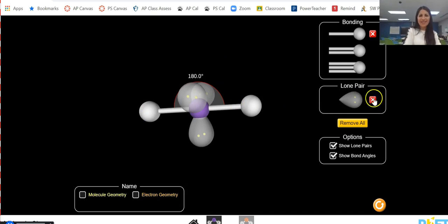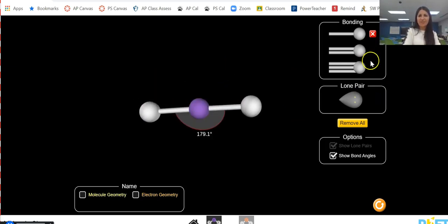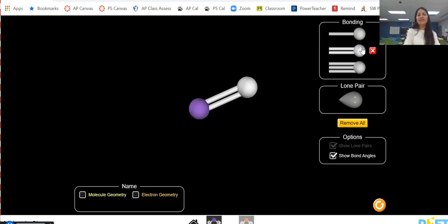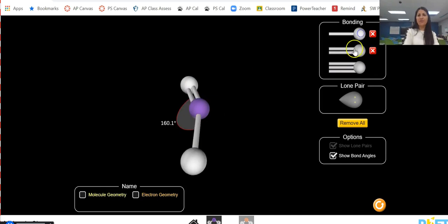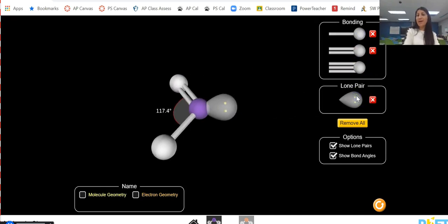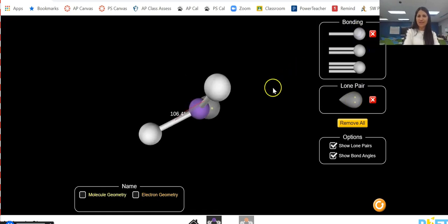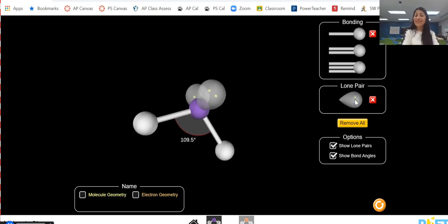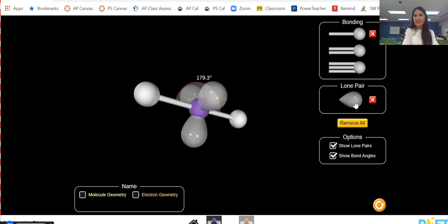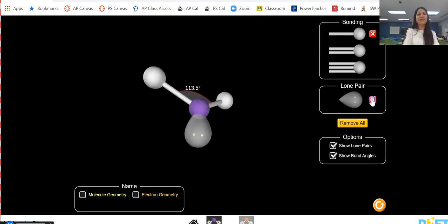So let's get rid of these and let's get our shapes down. Again, this is linear with 180 degree difference. If I add a lone pair of electrons, what happens? Bent. Very good. If I add a second lone pair of electrons, so instead of 1, I'm going to add 2. Did you say bent? Very good. And again, now it's 109.5. Now, if I have a third pair, we said that could be linear.